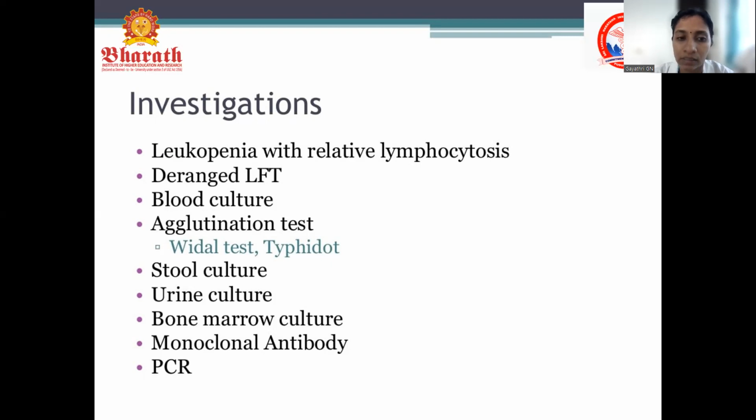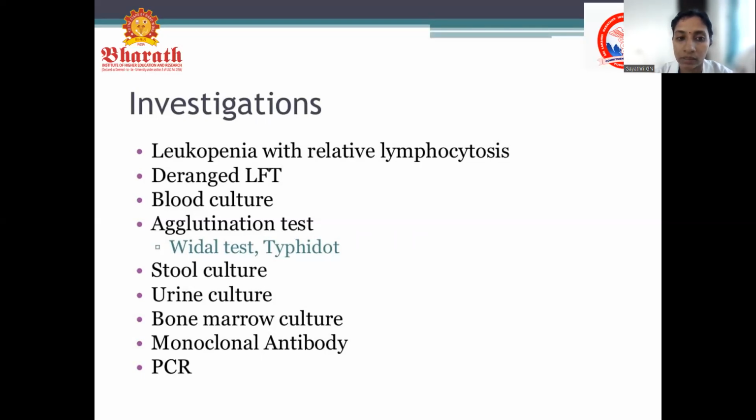Then other cultures, blood culture, stool culture, urine culture, and a bone marrow culture can also be done. Besides this, you have screening tests, isn't it? An agglutination test, a tube test which is called the Vidal test, and a slide test, which is called the Typhidot test. And monoclonal antibodies are also isolated now. It is a recent advancement in PCR.